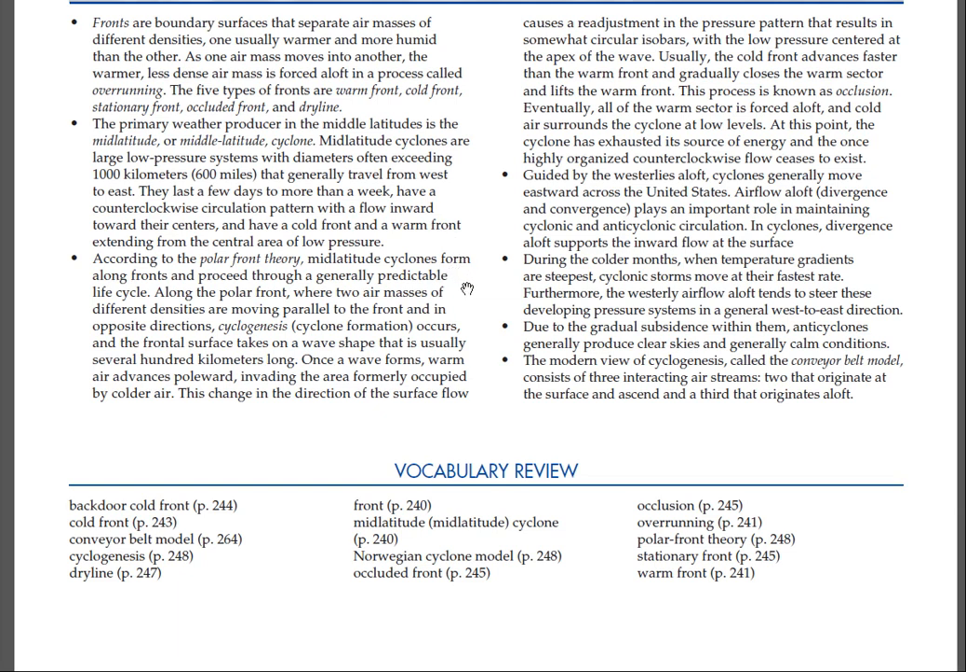Due to the gradual subsidence within them, anticyclones generally produce clear skies and generally calm conditions. The modern view of cyclogenesis, called the conveyor belt model, consists of three interacting air streams, two that originate at the surface and ascend and a third that originates aloft.